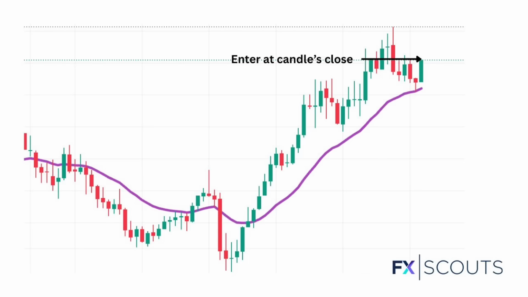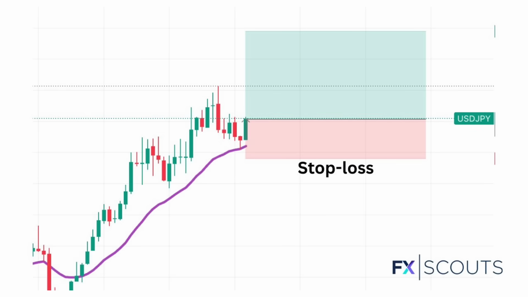Number four, you'll enter at the candle's close. So once that candle has closed and you have seen that confirmation, that's when you place your buy trade in an uptrend or your sell trade in a downtrend. Your stop loss will be placed just below the recent swing low or above the recent swing high, and your target could be 1.5 to 2 times your risk or the next support or resistance.